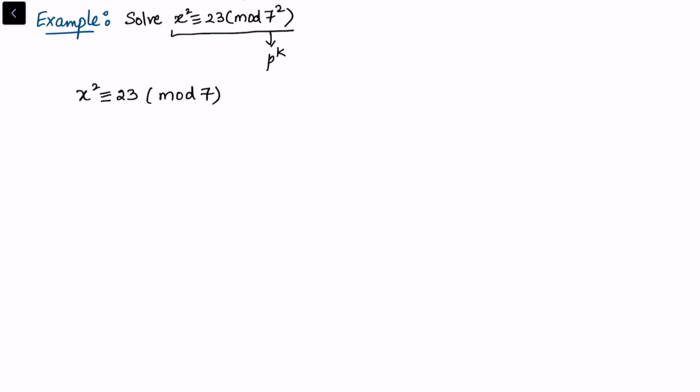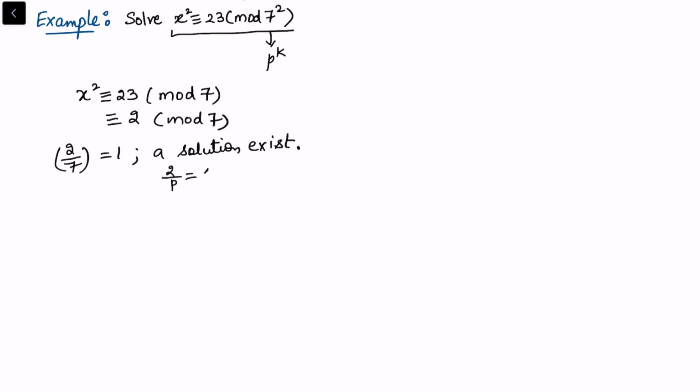This is the same as solving x squared congruent to 2 modulo 7, because 23 minus 2 is 21, which is divisible by 7. And I can see that (2/7), the Legendre symbol, is equal to 1. So obviously a solution exists, because we know the result that (2/p) is 1 if p is of the form 8k plus or minus 1. Here 7 can be written as 8 times 1 minus 1. So considering this, we know that the solution exists.